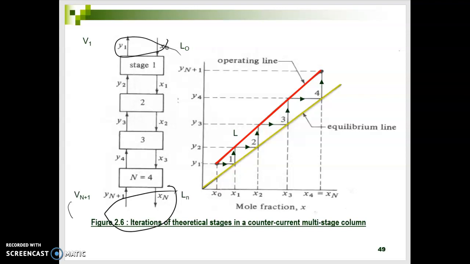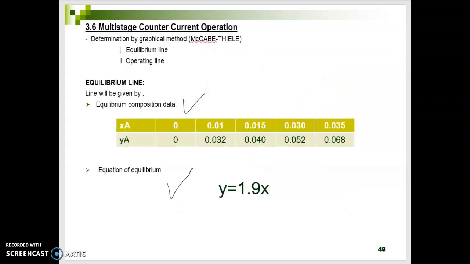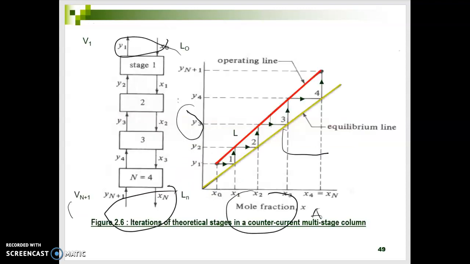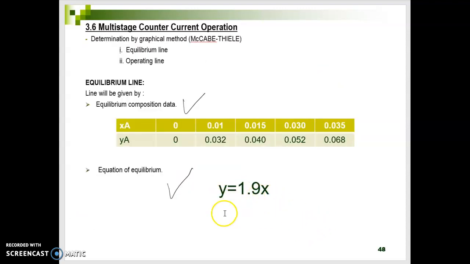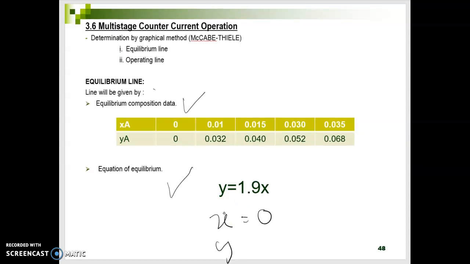So for your graph, these will be the mole fractions of A. All of them are the mole fractions of A. The equilibrium line you will obtain from the data here, so you just need to plot the line. If no data is given, you will use any number of x. For example, you put x as 0, so by times 1.9 you will get 0. So you need to plot the graph.